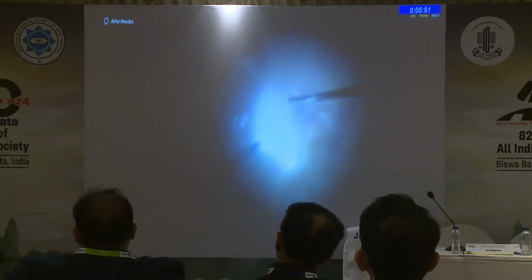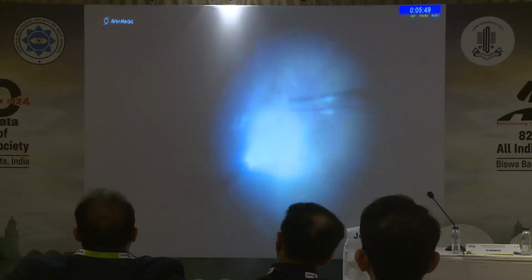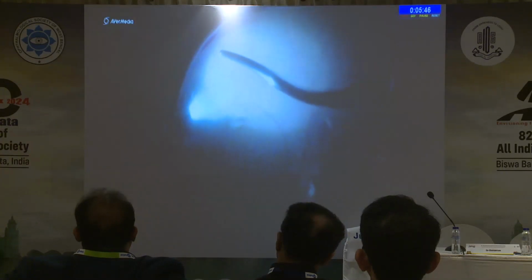So my case 2 is to show just that. This is a case of a post-traumatic vitreous bleed with a submacular bleed.